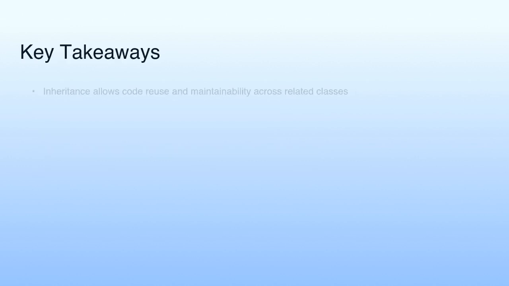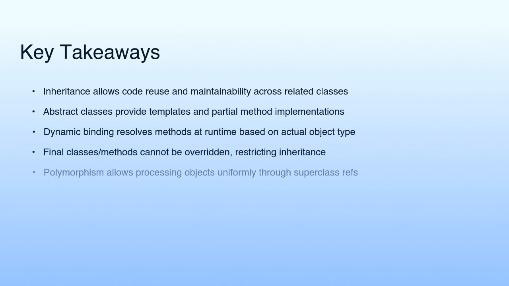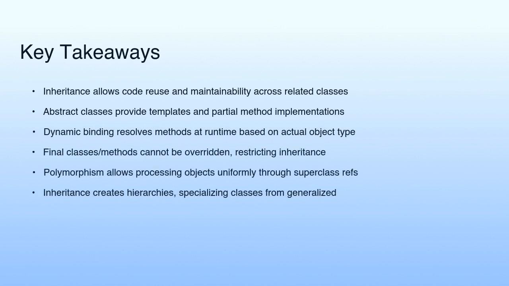In summary, inheritance allows code reuse and maintainability across related classes. Abstract classes provide templates and partial method implementations. Dynamic binding resolves methods at runtime based on the actual object type. Final classes and methods cannot be overridden, restricting inheritance. Polymorphism allows processing objects uniformly through superclass references. Inheritance creates hierarchies, specializing classes from generalized ones.